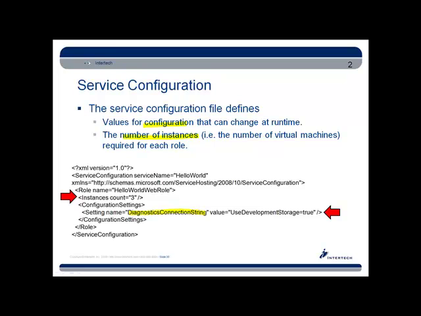Whereas the service configuration file defines for me those things which are more malleable, more flexible, that can change at runtime. So things like the size of the virtual machine can't ever change. That's defined in the service definition file once it's running in the cloud without tearing down the application and redeploying. Whereas the number of instances I have can be quickly changed. And so this is how we get that scalability that Microsoft Windows Azure provides.